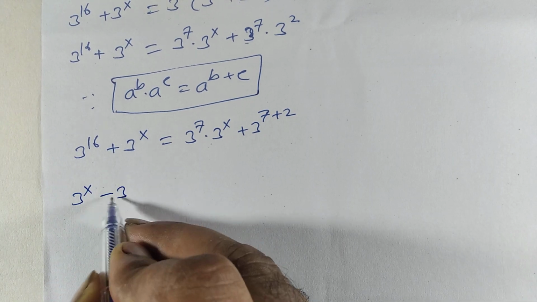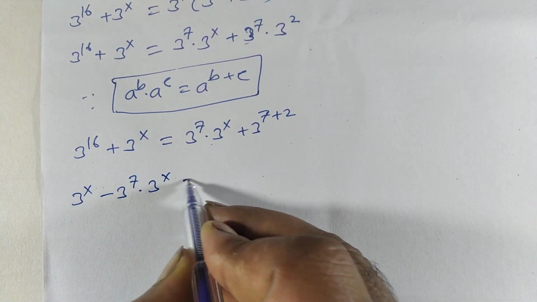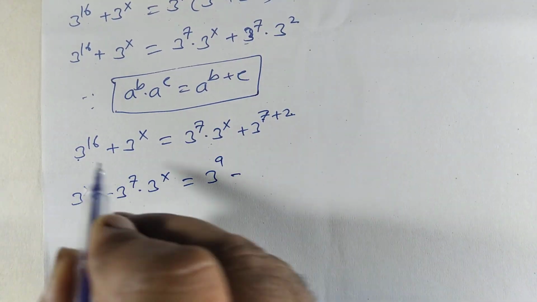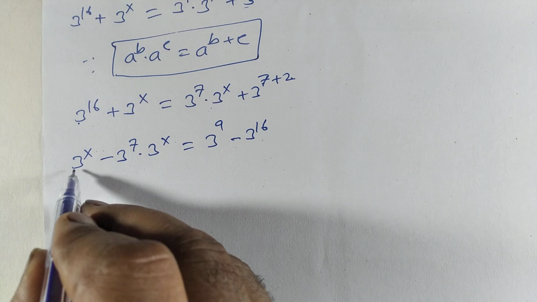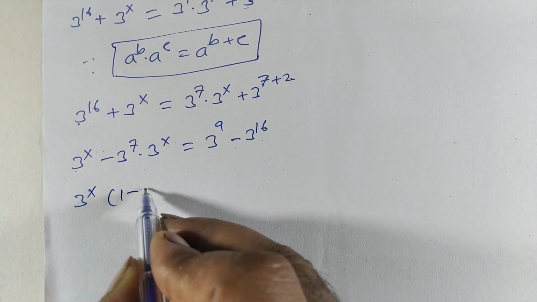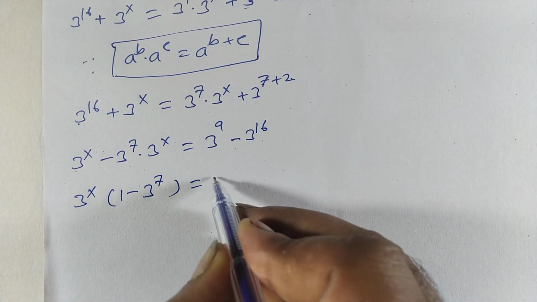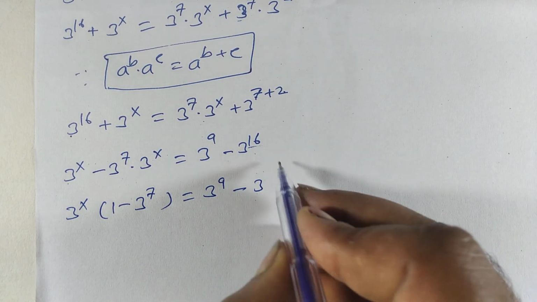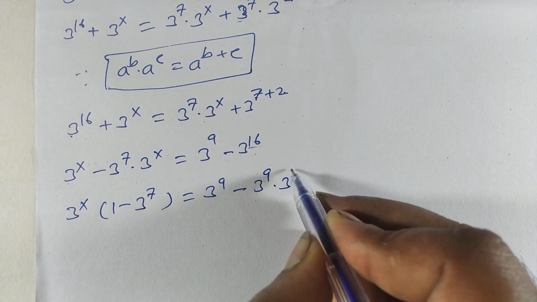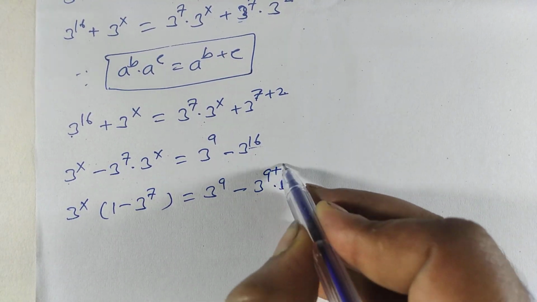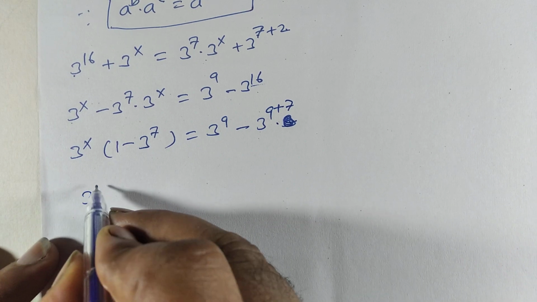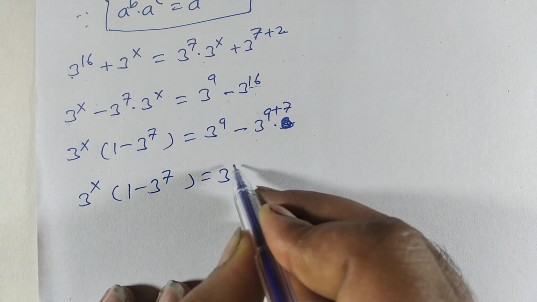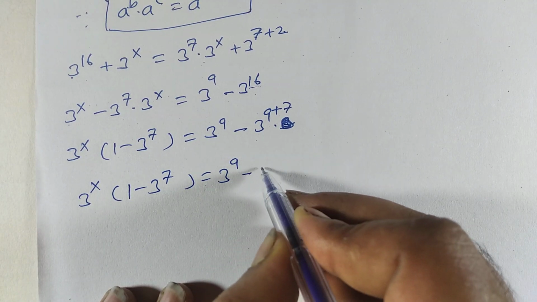Moving terms: 3 to the power x minus 3 to the power 7 times 3 to the power x is equal to 3 to the power 9 minus 3 to the power 16. Taking 3 to the power x common, 3 to the power x times (1 minus 3 to the power 7) is equal to 3 to the power 9 minus 3 to the power 16. Now 3 to the power 16 can be written as 3 to the power 9 times 3 to the power 7, so the right side is 3 to the power 9 minus 3 to the power 9 times 3 to the power 7.